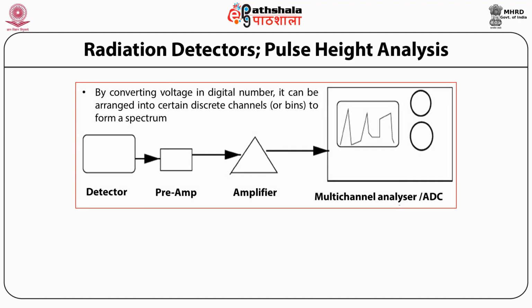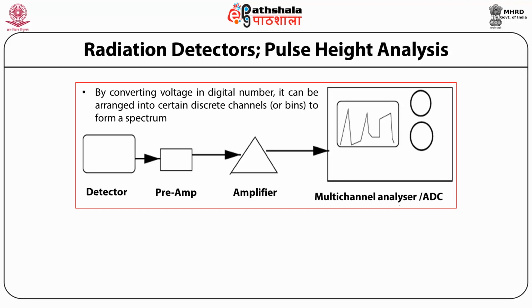Radiation detectors, pulse height analysis. By converting voltage into a digital number, it can be arranged into certain discrete channels or bins to form a spectrum. So here in this slide, the block diagram is given, where the detector output is fed into the preamplifier, the preamplifier output is fed into an amplifier, and the amplifier output is fed into the multi-channel analyzer, which has one ADC, that is, amplitude to digital converter. Then we can see the output in the form of a spectrum, because we can convert these digitized numbers into certain discrete channels or bins.